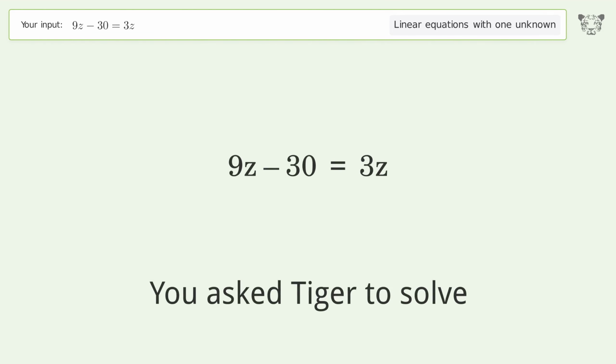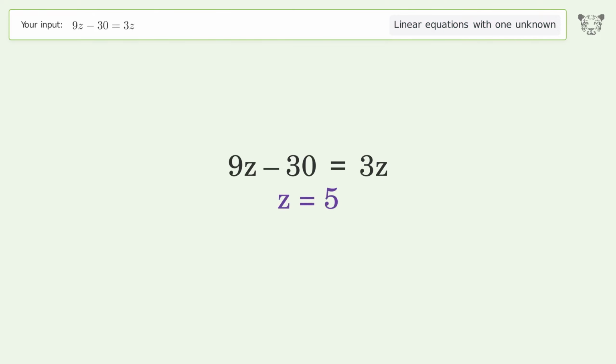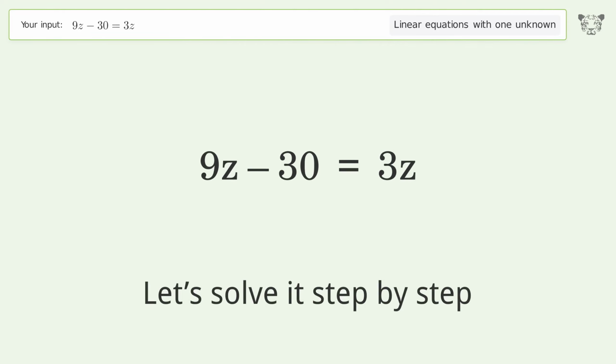You ask Tiger to solve. This deals with linear equations with one unknown. The final result is z equals 5. Let's solve it step by step.